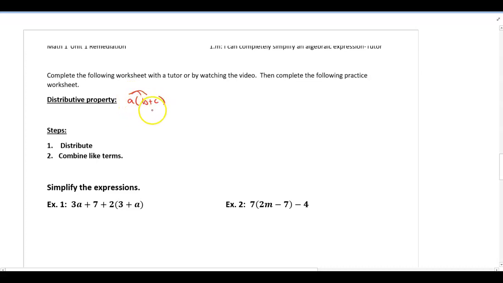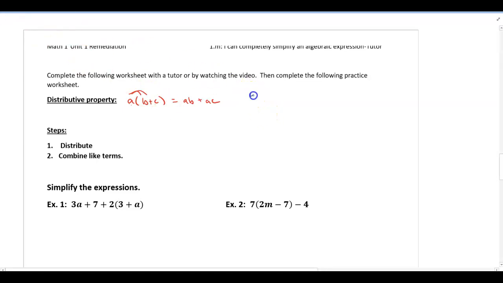would distribute the A to everything inside the parentheses to get A times B would be AB. Then A times C would be plus AC. Remember, if you multiply and you get a positive, you're going to add that term. If you multiply and get a negative, you're going to subtract that term.